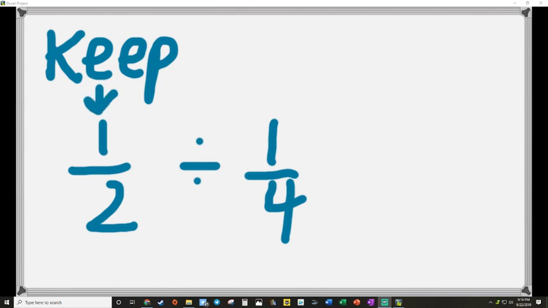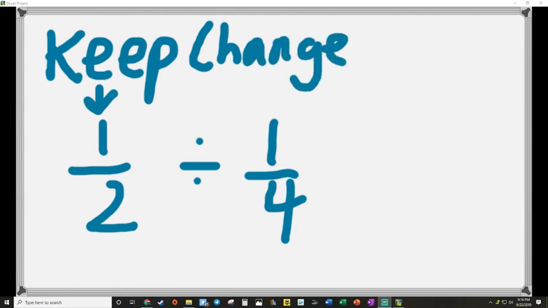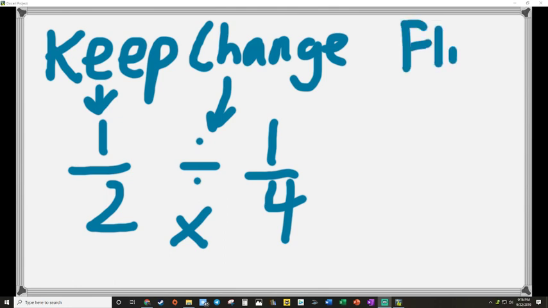All right. You have to, I'm going to actually use change instead of flip. You have to change the division sign to multiplication. All right. And you flip the second fraction to 4/1. All right.